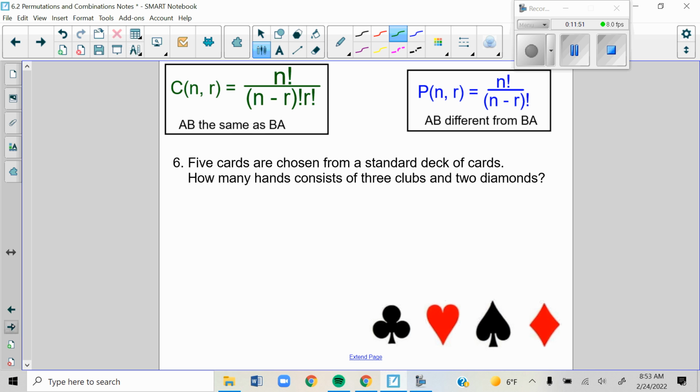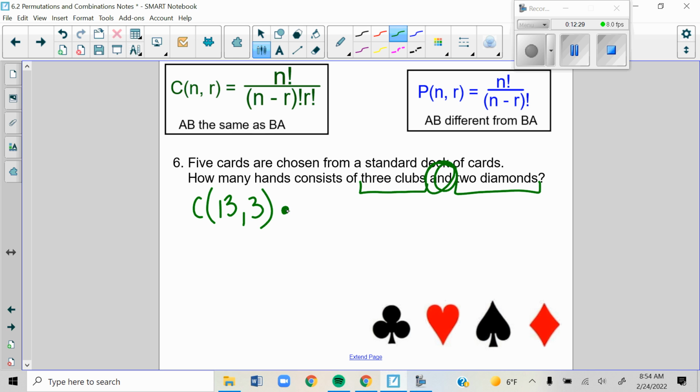But we now have multiple events. We have choosing 3 clubs and 2 diamonds. So if we see the word and, that means I'm going to have multiple combinations set up here. Okay, so let's talk about choosing 3 clubs. How many clubs do I have to choose from? Well, how many clubs are there total in a deck of cards? There are 13 of them. Remember, 52 cards, 4 suits, 52 divided by 4 gives us 13 total clubs, and we are choosing 3 of them. When we see the word and, that means it's a multiplication problem.